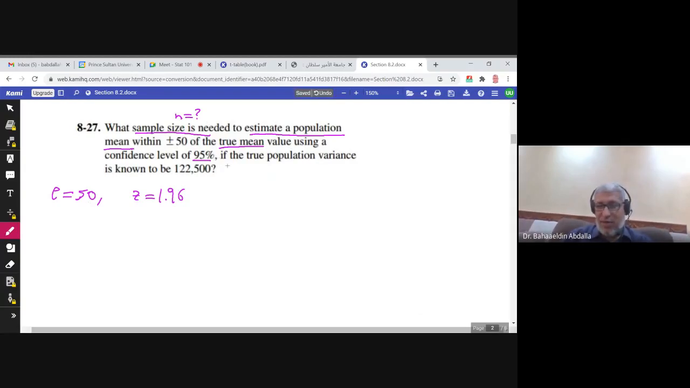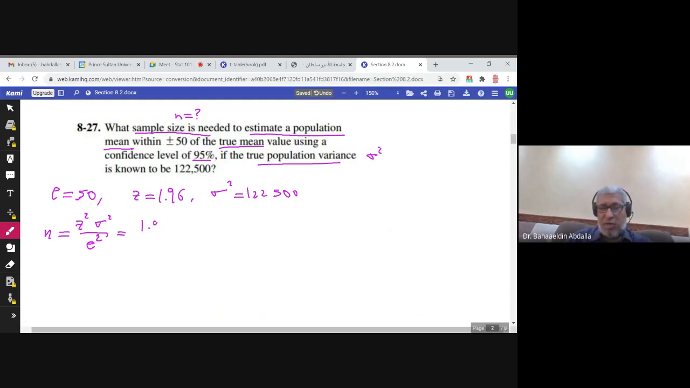What about sigma? If the true population variance, that's sigma square, remember, variance is sigma square. So sigma square is given in the question. It is 122,500. So what is the relation? What is the formula? N is z square times sigma square over e square. So z is 1.96. You raise it to the power 2. Sigma square, I have it already, 122,500 over e square, 50 to the power 2.